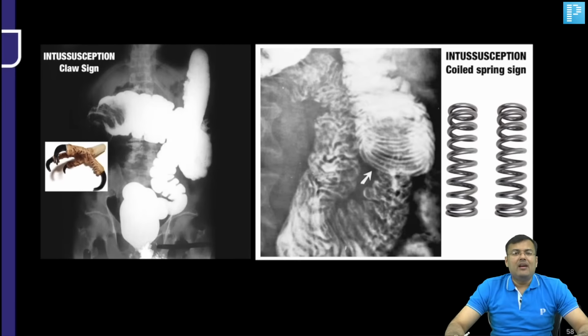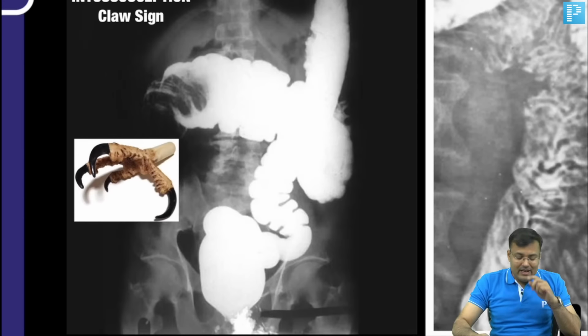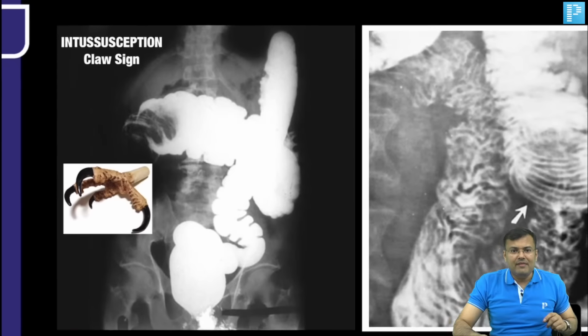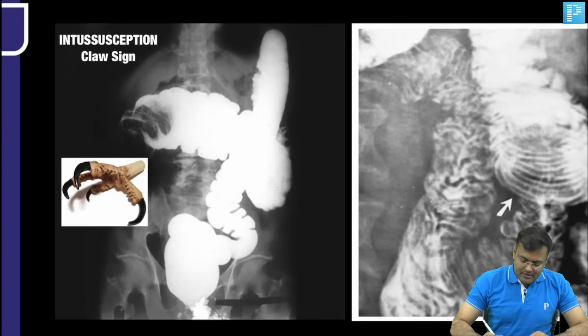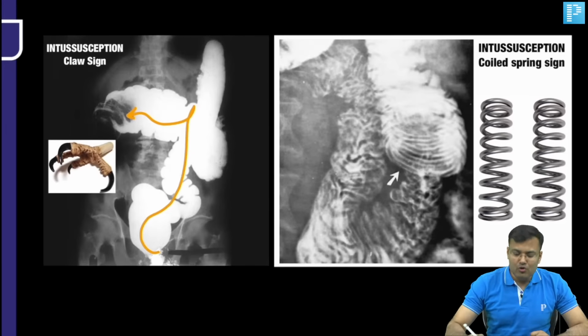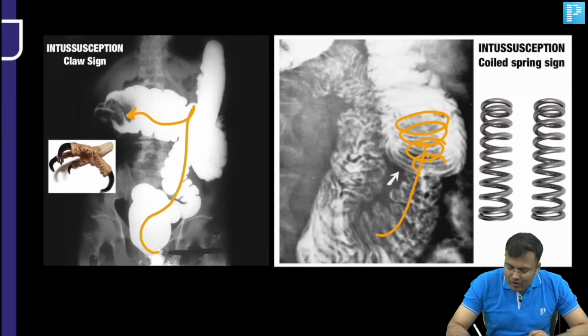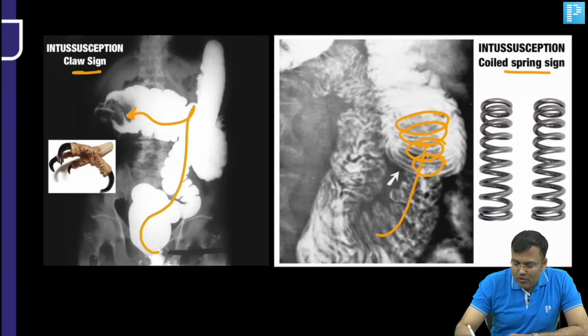Next, every year you are getting this question in one or two exams, either in INI-CET, NEET PG or FMGE. What sign? So, you can see here, guys, on barium enema, this is the claw sign, and when one loop enters into another, you can see these linings, and it looks like what? Coiled spring sign. So, this is the claw sign, this is coiled spring sign.